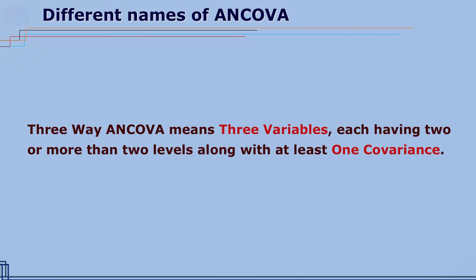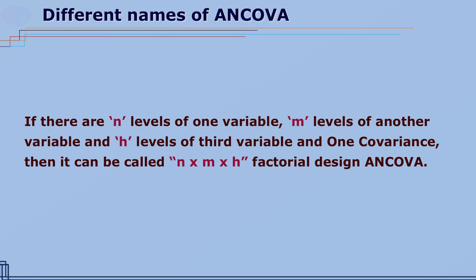Lastly, there are three variables each having two or more levels with one covariate. Suppose there is variable 1 having n levels, variable 2 having m levels, variable 3 having h levels with one covariate, then it will be called three-way ANCOVA, or it can be called n by m by h factorial design ANCOVA with one covariate.